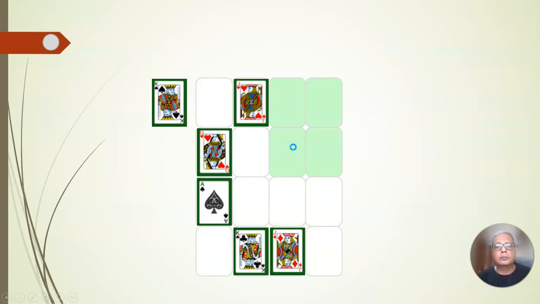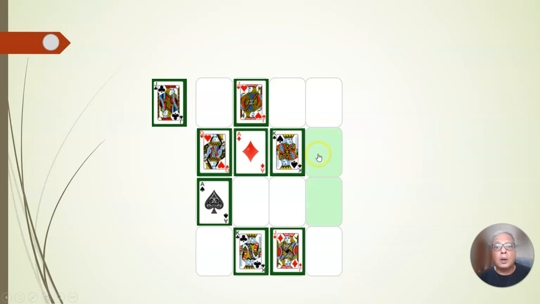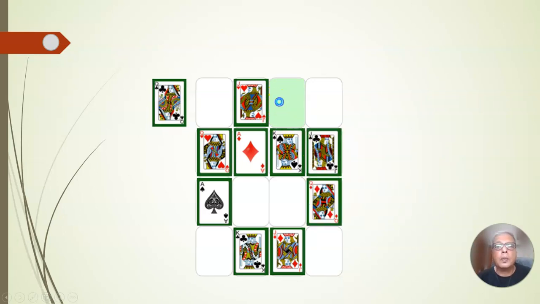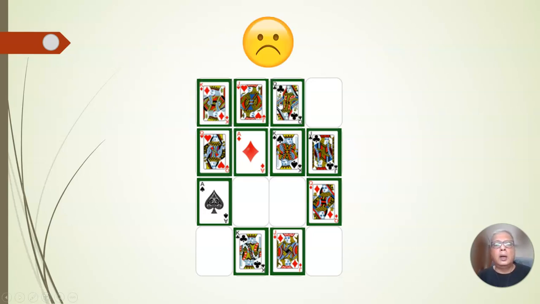Okay. Jack of Clubs, I'll put it here. This solitaire game can be converted into a two-player game. And I lost because the King of Diamonds was placed by the opponent. I have no cards coming in these 5 cells.